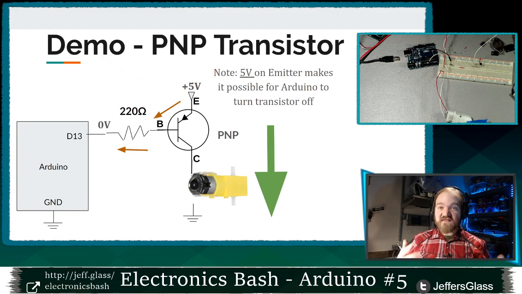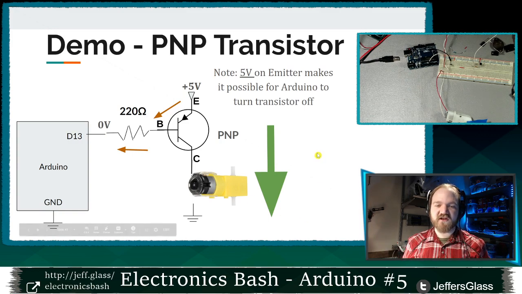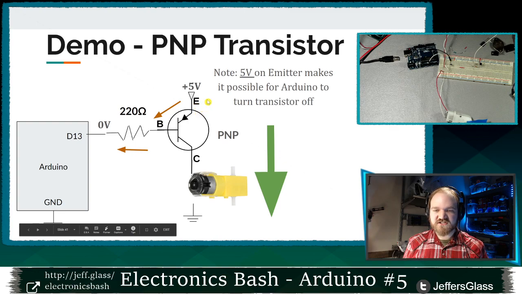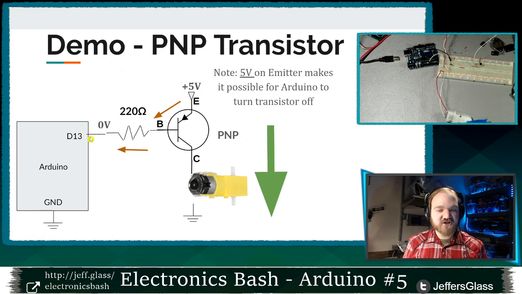So this is the circuit that I'm about to wire up on the Arduino. I'm going to walk you through it real quick first. I'm going to hook up the emitter of my PNP transistor to 5 volts up here. I'm going to hook up the base back to digital pin 13 through that same 220 ohm resistor.